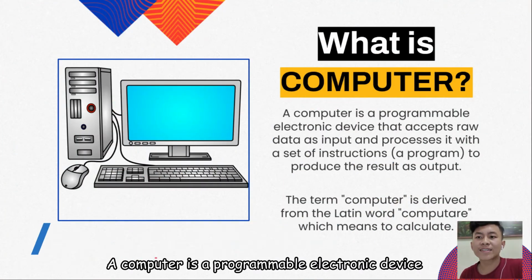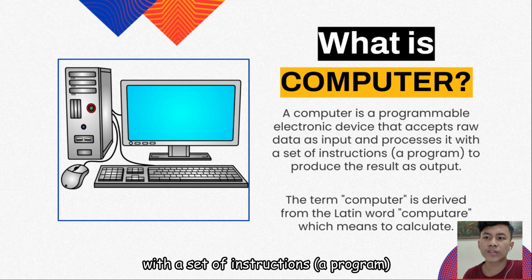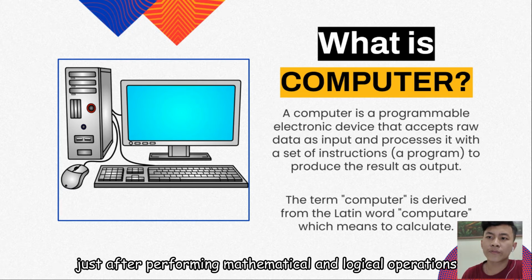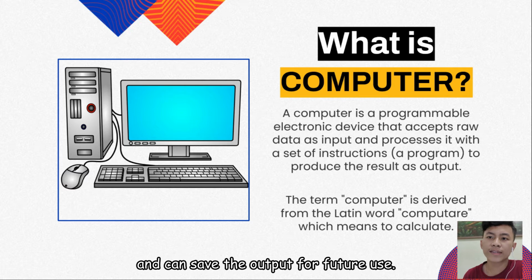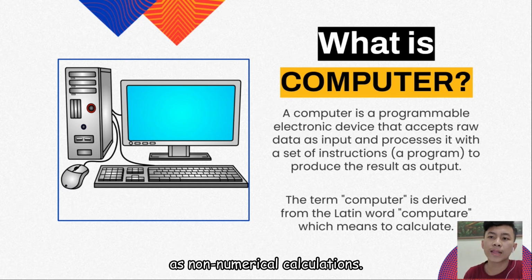A computer is a programmable electronic device that accepts raw data as input and processes it with a set of instructions or a program to produce the result as output. It renders output just after performing mathematical and logical operations and can save the output for future use. It can process numerical as well as non-numerical calculation. The term computer is derived from the Latin word computare, which means to calculate.